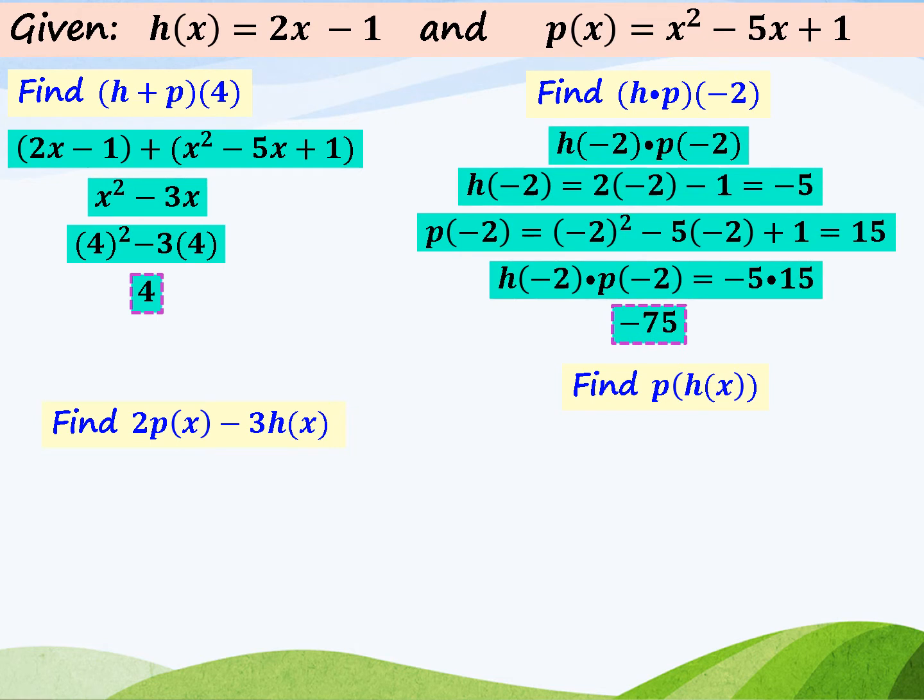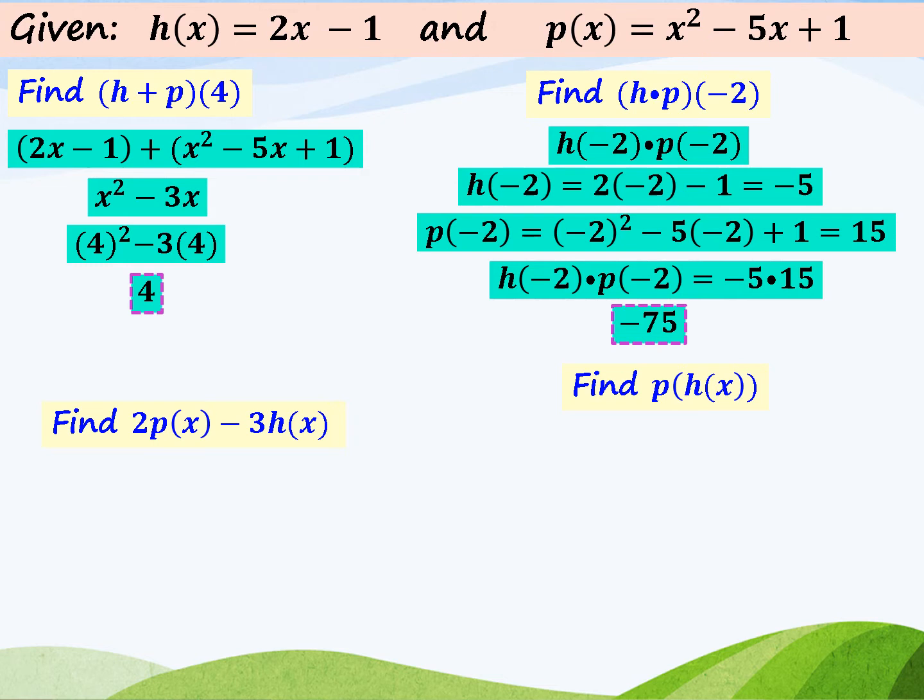Let's look at h times p of negative 2. Now, you could do this one way. You could figure out what h times p is and then substitute in the negative 2. However, I chose to figure out what h of negative 2 was, what p of negative 2 was, then I multiplied those results. So, first thing I did is h of negative 2.